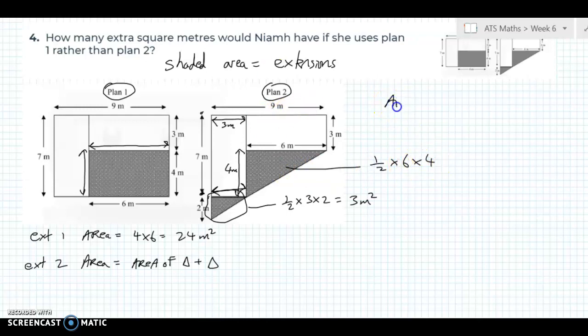You know, the area of a triangle, one formula is half multiplied by the base multiplied by the height, because it's half of a rectangle. So that's 24 and half of that is 12.